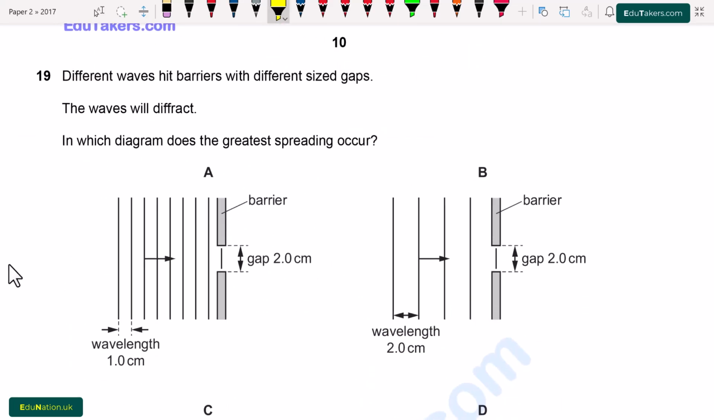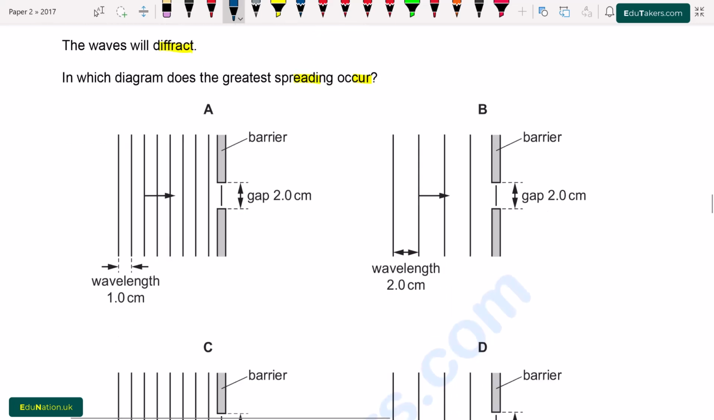Question number 19. Different waves hit a barrier with different sized gaps. The wave will diffract. In which diagram does the greatest spreading occur? So there will be diffraction when the wave passes through the barrier. And more diffraction will occur only when the gap is comparable with the wavelength or the gap is smaller compared to the wavelength. So in the first option A, we can see here that the gap is 2.0 centimeter while the wavelength is 1.0 centimeter. Here the gap is larger as compared to the wavelength, so there will be less bending.